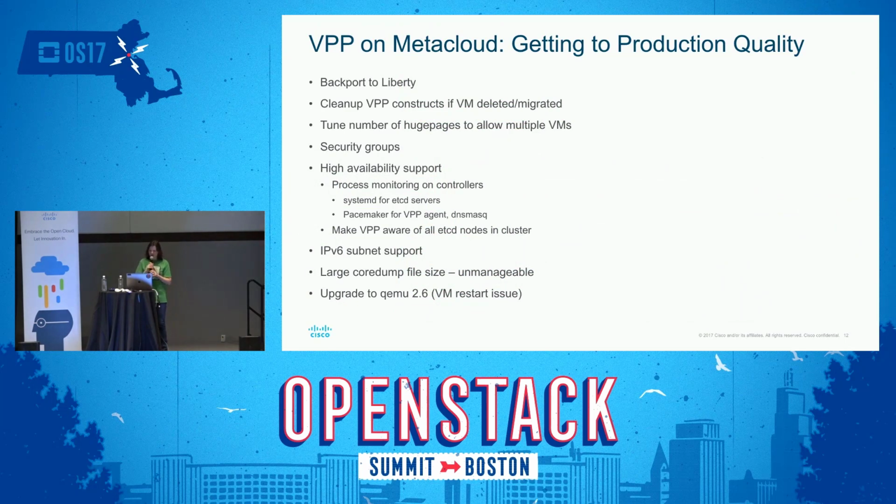There was a problem with IPv6 subnet support. That's since been fixed, is my understanding. Something that we hit recently was large core dump file size. I believe I heard numbers in like a terabyte. That's huge, a huge file, completely unmanageable. We fixed this through config settings by putting fewer things into the core dump. And also recently we had a VM restart issue, and the fix for that was upgrading to QEMU 2.6.